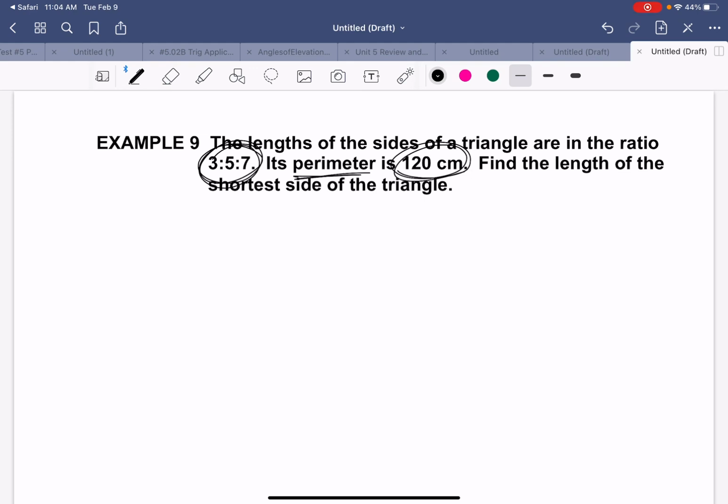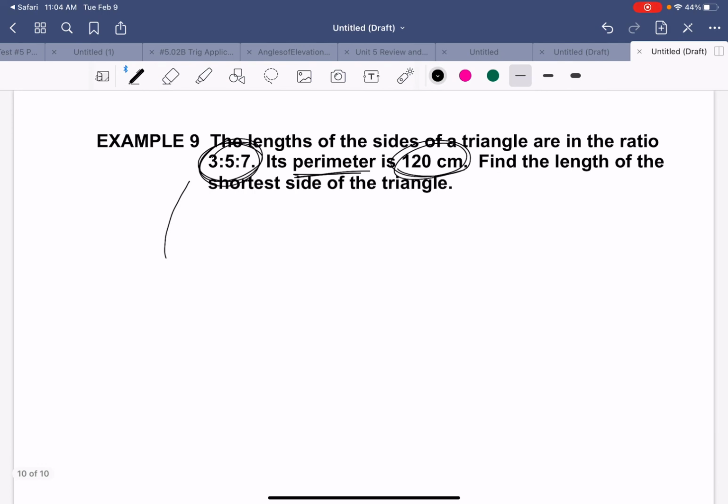All you really have to do on this, you don't even have to draw a picture. Take the ratio of 3, 5, and 7 and set it equal to its total. And its total, because we're talking about side lengths, is 120. After you have realized that the ratio equals the perimeter, we're going to multiply x by every single part of the ratio. Because 3, 5, and 7 is the ratio, it is simplified down to that, meaning that its greatest common factor is the same.